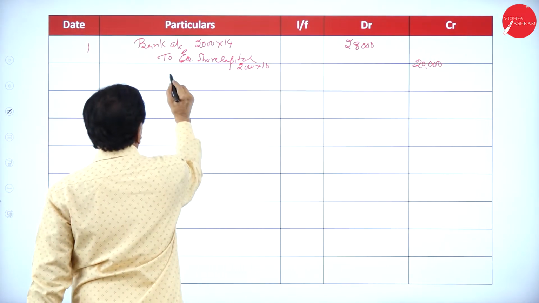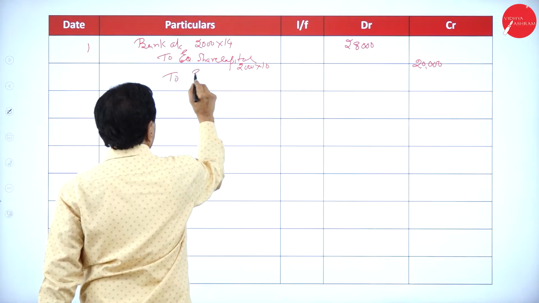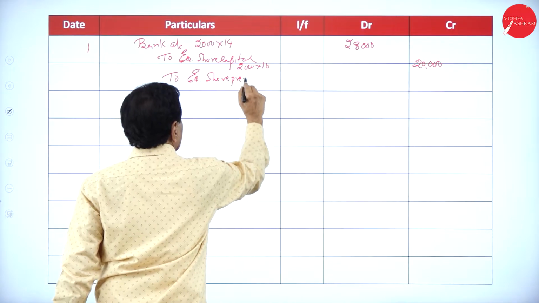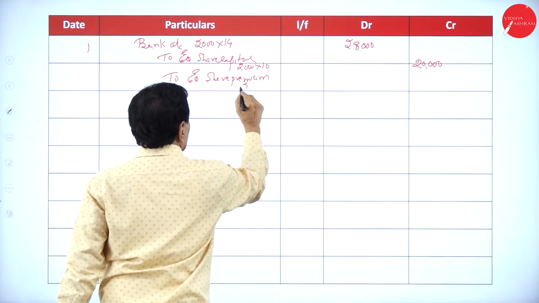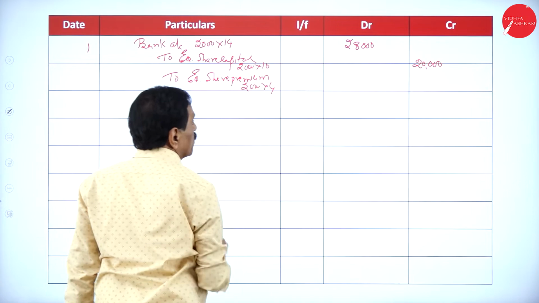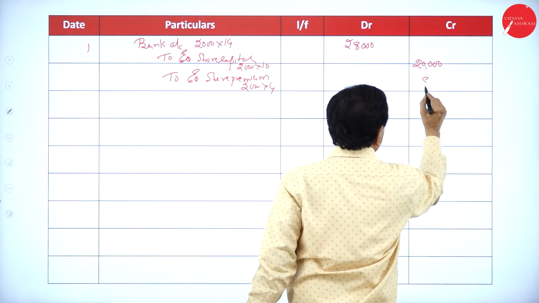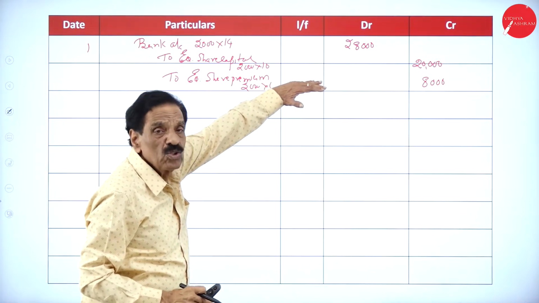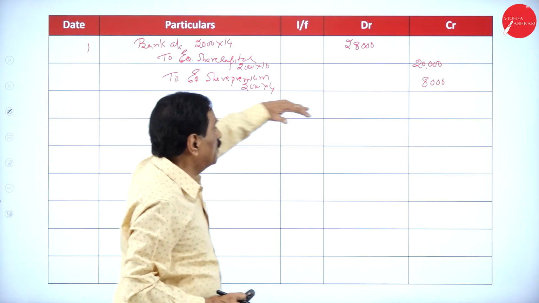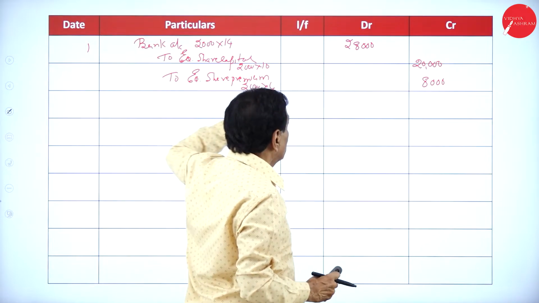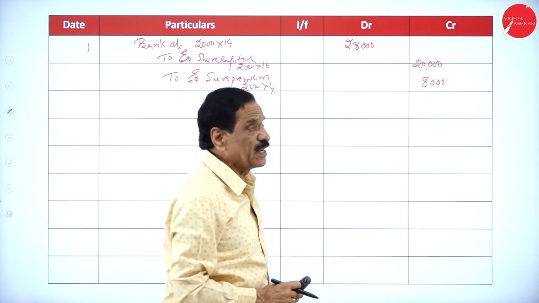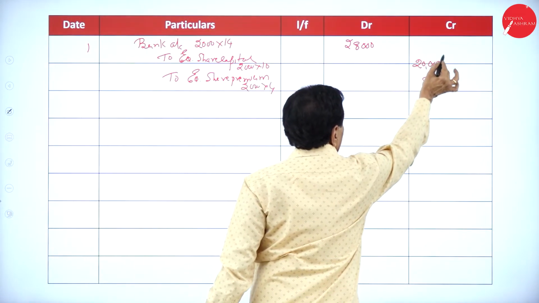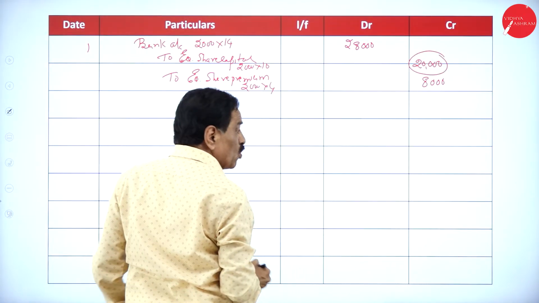To equity share capital 20,000. To securities premium 2,000 into 4, 8,000. So totally how much? 28,000. Your equity share capital is 20,000. Your securities premium is 8,000. So this is by issuing the share. So you already got how much money? 20,000 you got.